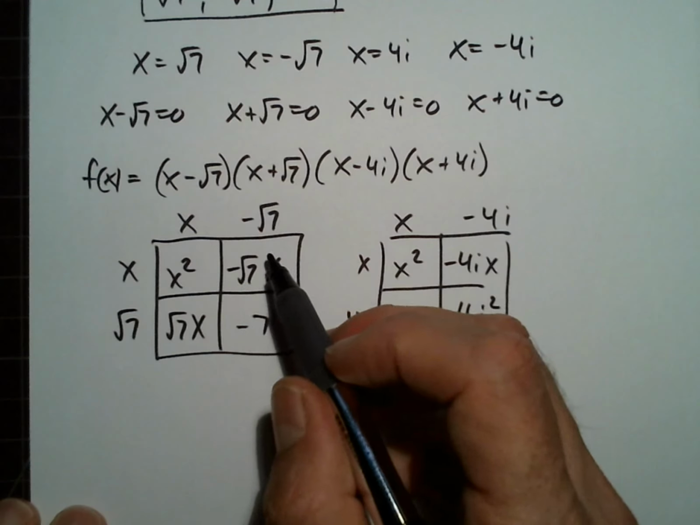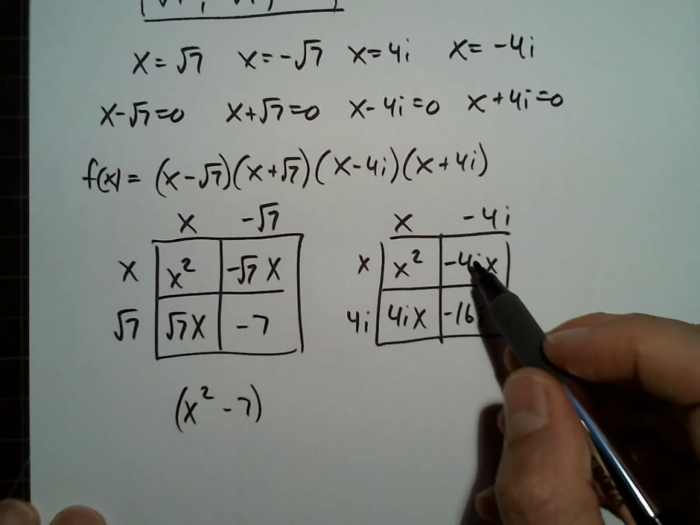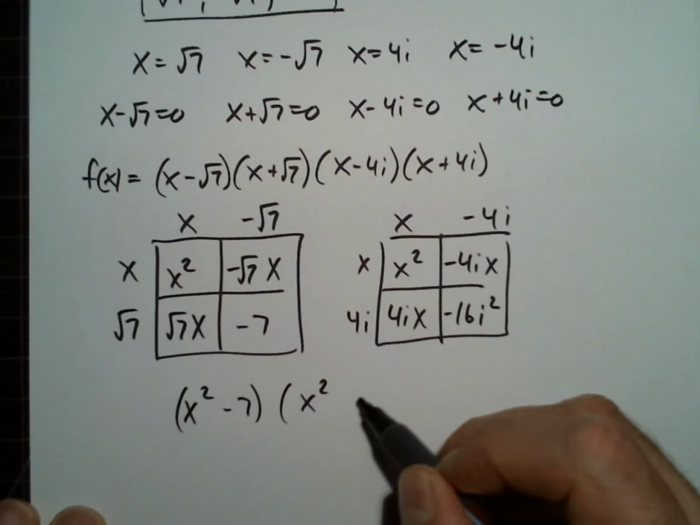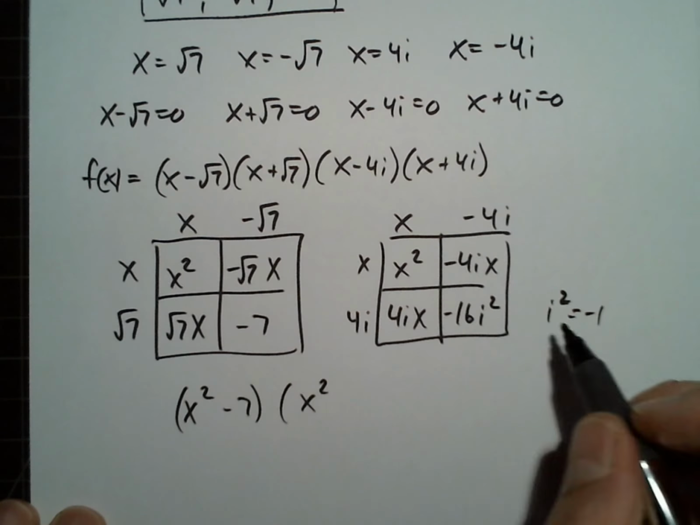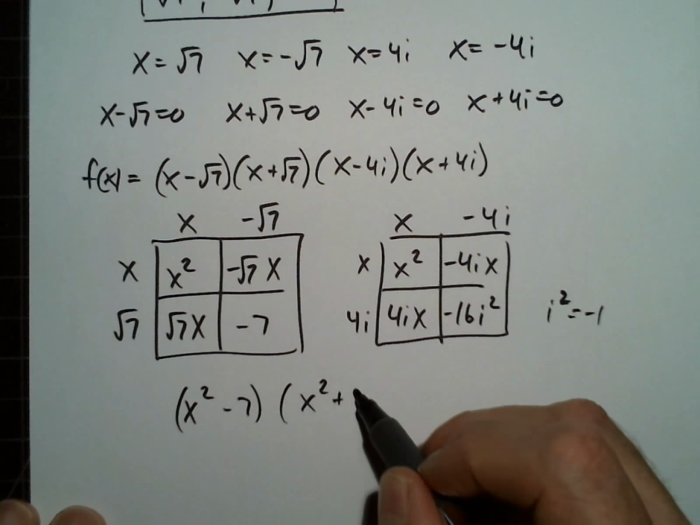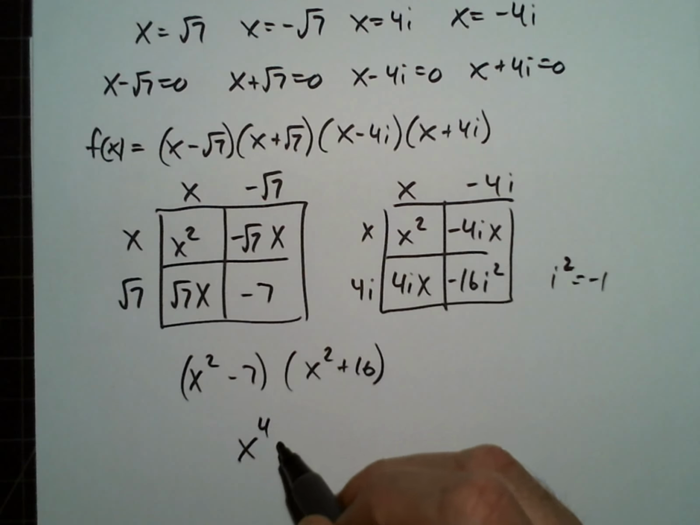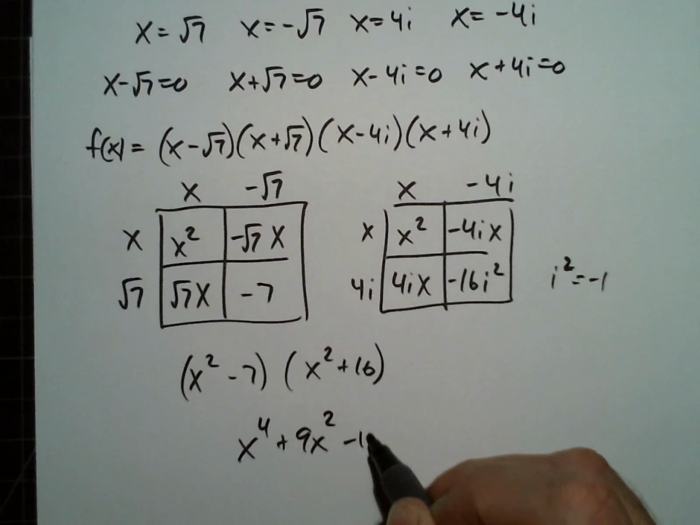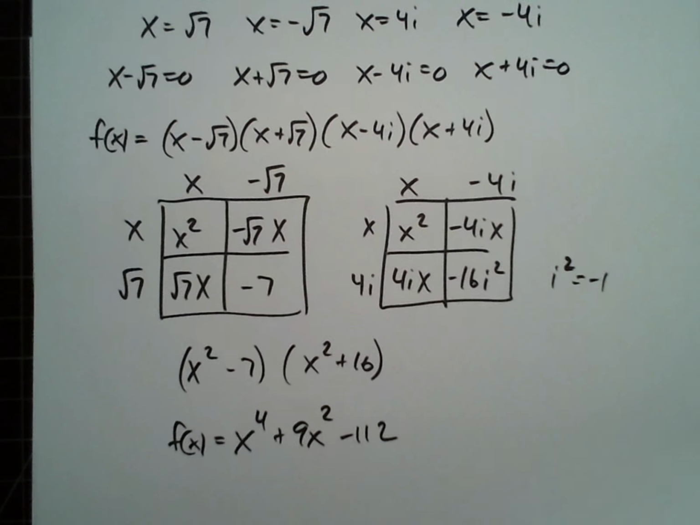So these cancel, and we'll get x squared minus 7. And these cancel, and we'll get x squared. And this is I squared equals negative 1. So we have negative 16. And then we can multiply that, and we'll get that polynomial. All right, so that's when it asks you to find a function. That's find a polynomial. That's how you do that.